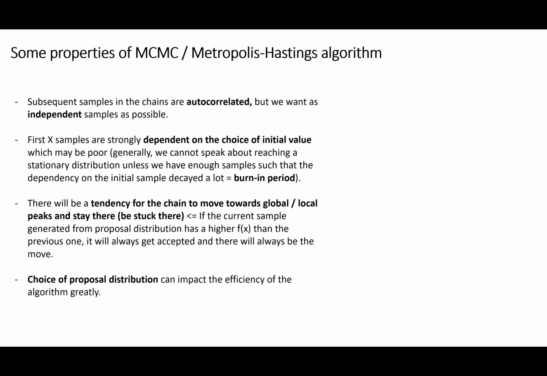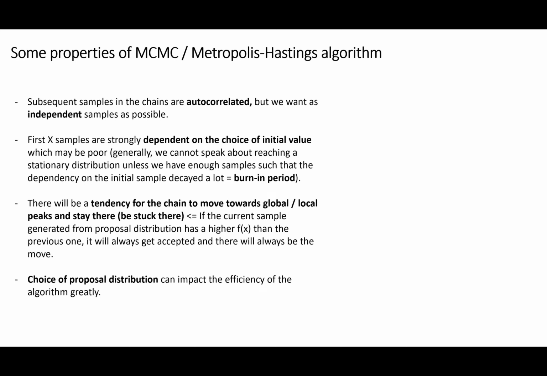Also, as we already saw, the Metropolis algorithm has this tendency to get stuck or to move to the local peaks, to the local maxima, and be stuck there. Because when alpha was equal to 1, we always take the move, and alpha was always equal to 1 if the proposed sample had a higher value of the target distribution than the previous one.